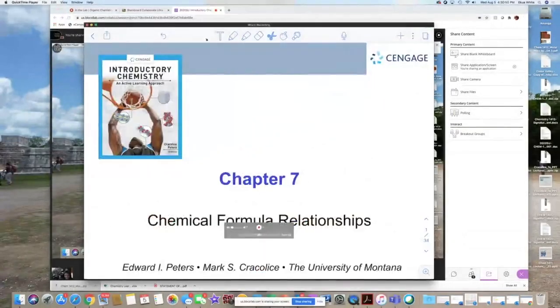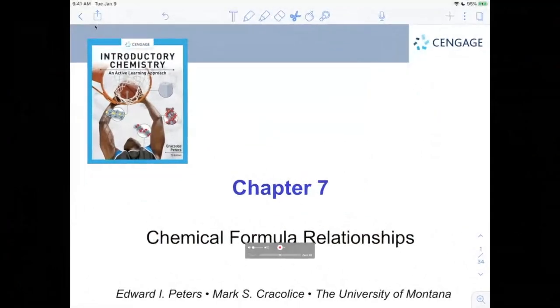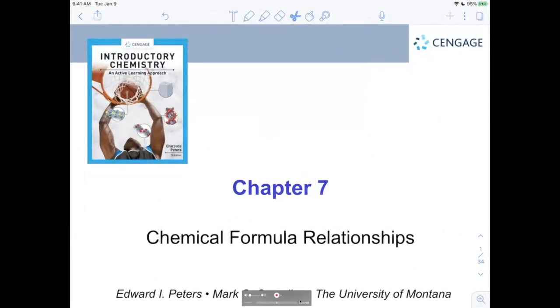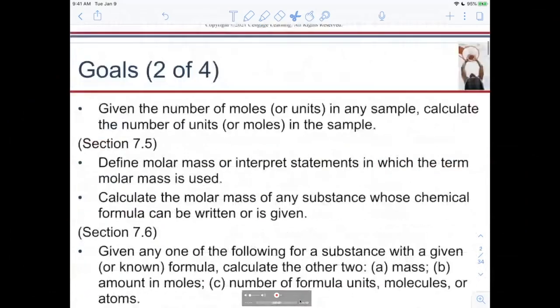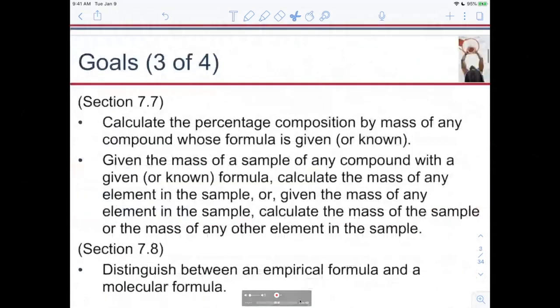And we are back to start chapter 7. For chapter 7, we will be looking at the formula relationship that exists between chemicals in the same formula. Okay? These are the objectives and the goals of this chapter, so you can go ahead and read that at your own time.